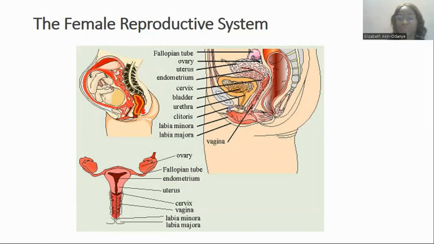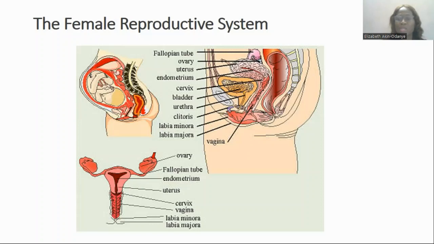In a virgin, the opening of the vagina is usually covered partially by a membrane called the hymen. The hymen is usually broken during the first sexual intercourse. Injury or vigorous physical activity can also cause the hymen to rupture.